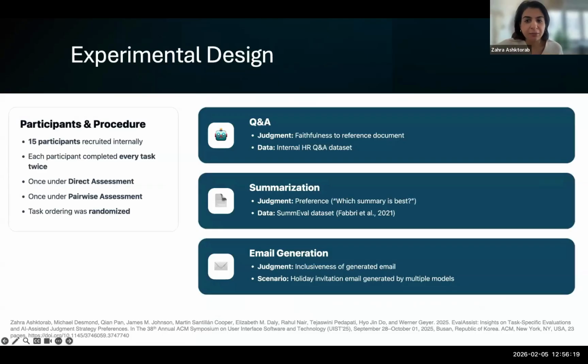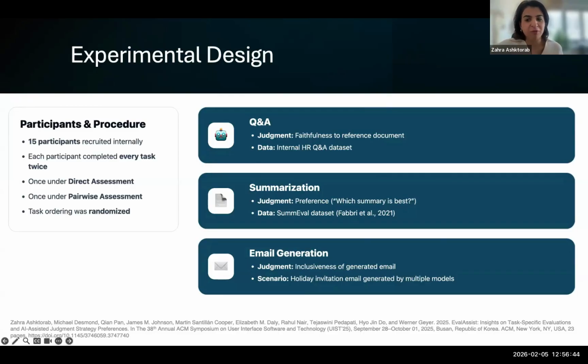So we ran a within-subject study with 15 internal participants whose roles ranged from AI engineer to research scientist. All participants had evaluation as part of their workflows. And everyone completed 3 tasks twice, once under direct assessment and once under pairwise comparison with randomized ordering. Tasks spanned Q&A context, summarization, and email generation.